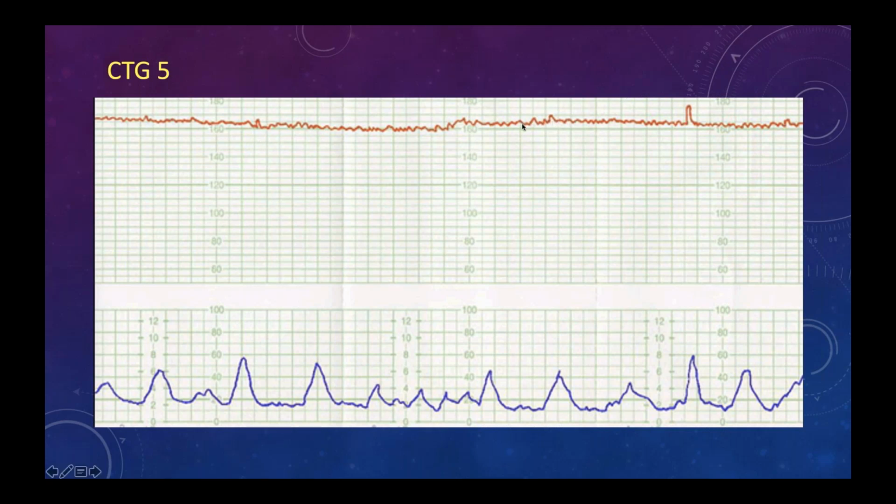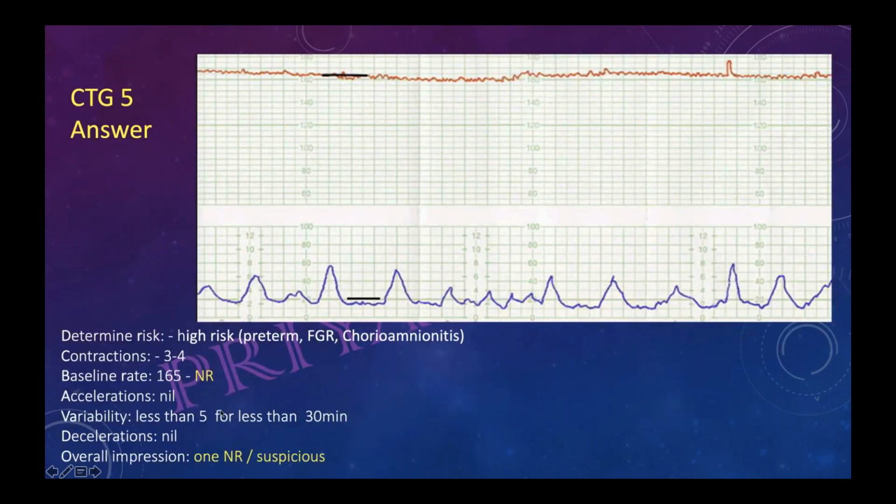Yeah, there is reduced variability, but it is not for more than 50 minutes. So you will not take that. But the baseline is more than 160. Okay, it is more than 160. So this is then only one non-reassuring feature. So overall, it will be suspicious. Yes, overall it will be suspicious.